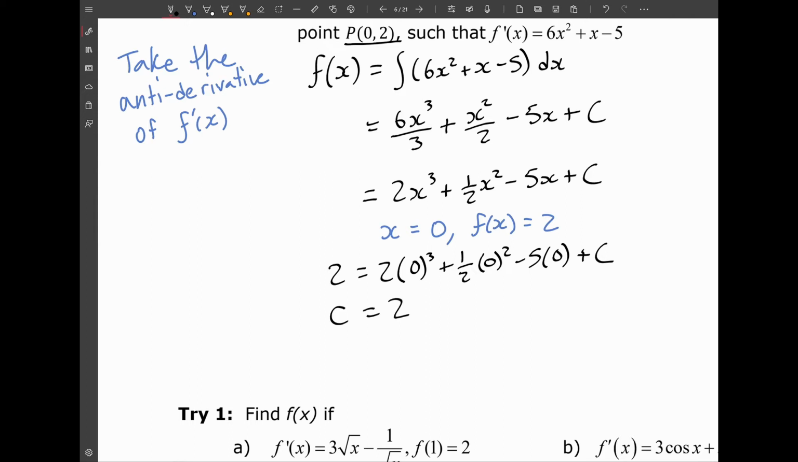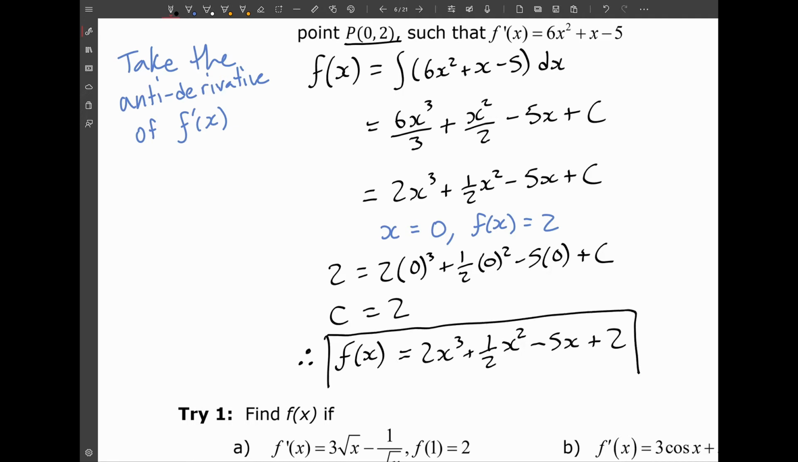So before, when we had the antiderivative, we just left that c alone. We're like, hey, here's the c, it's some constant. In here, there's one specific constant that will satisfy all of our conditions. So this tells us that the function that satisfies all the conditions that have been laid out is f of x equals 2x cubed plus 1/2 x squared minus 5x plus 2. We're just replacing that c value with a 2. And that is solving a differential equation.